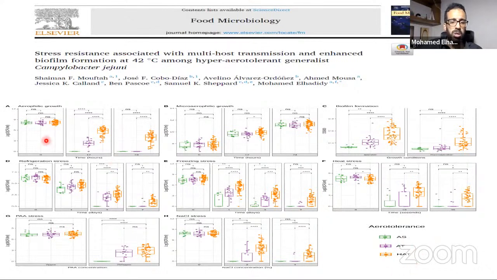So these are the kinetics, or the time points. As you see here, we found different hyper-aerotolerant bacteria and aerotolerant bacteria. And the nice thing here is that these hyper-aerotolerant bacteria also show what we named earlier cross protection, which means these hyper-aerotolerant strains are also resistant to different stressors. We saw here that they are more capable of making biofilm, and also more resistant to refrigeration temperature and to freezing temperature. And you see, also to heat stress.